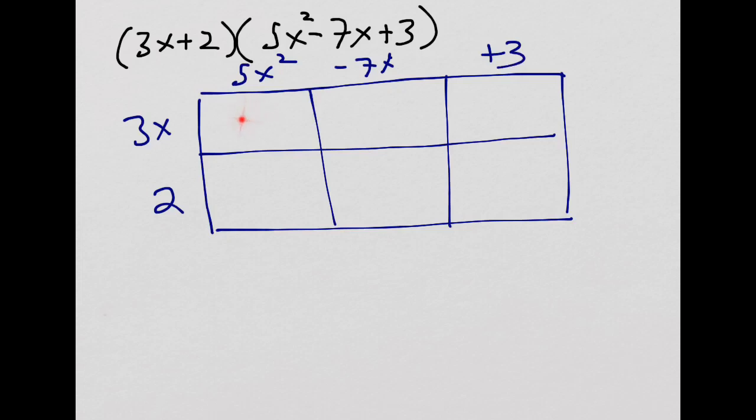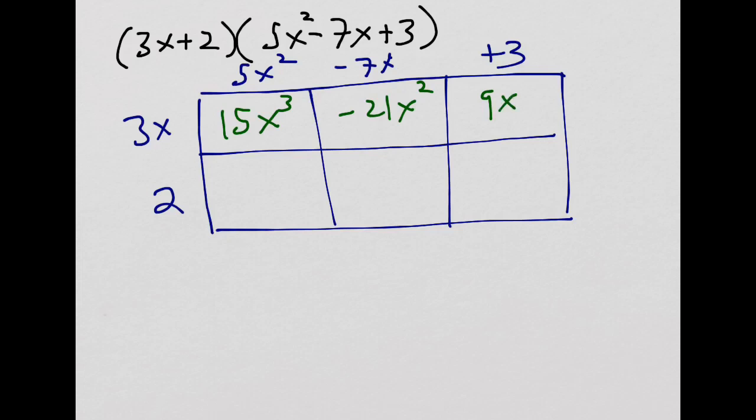For example, this first box, right? In this first box, we're going to put the 3x times 5x squared. So you have to remember to multiply all these entries together. In the first box, we're going to get 15x cubed. In the second box, we're going to do 3x times negative 7x, which should be negative 21x squared. And in the last box here, we get 3x times 3, which is 9x.